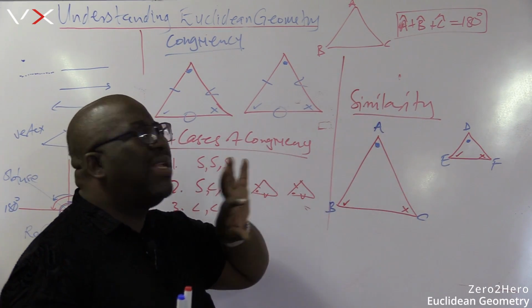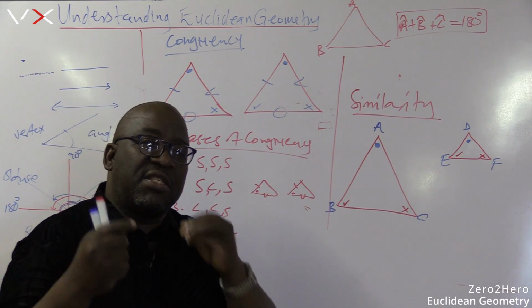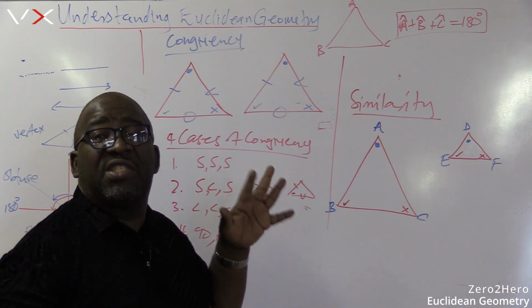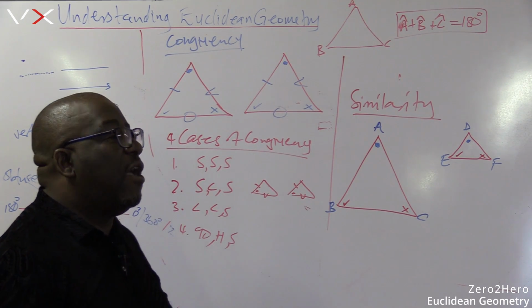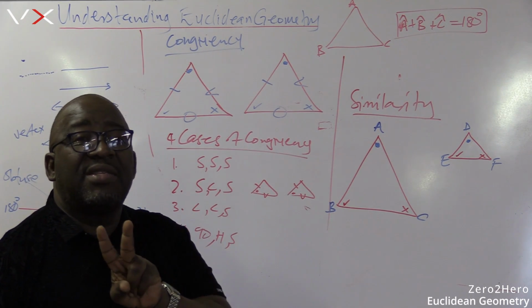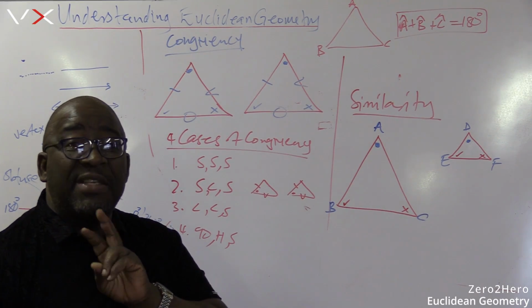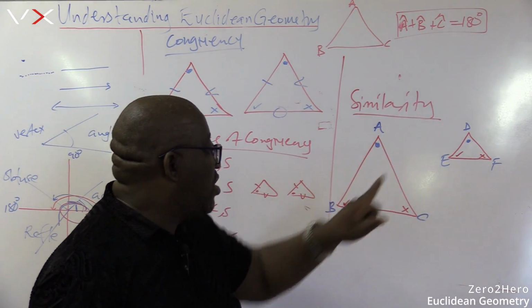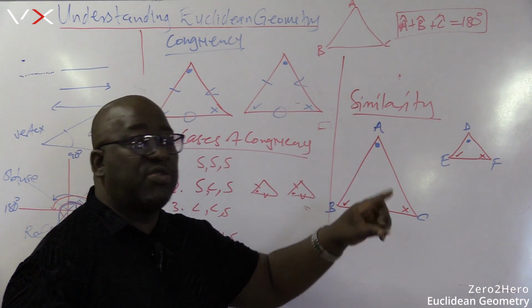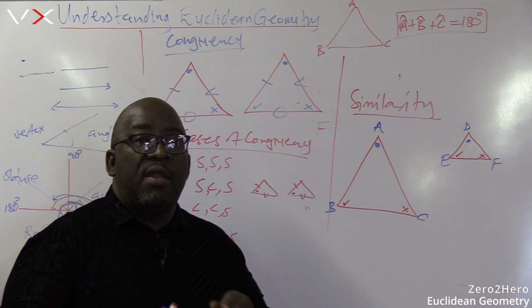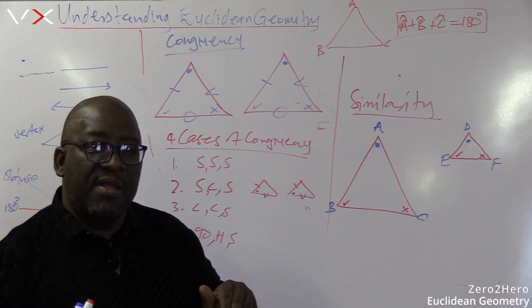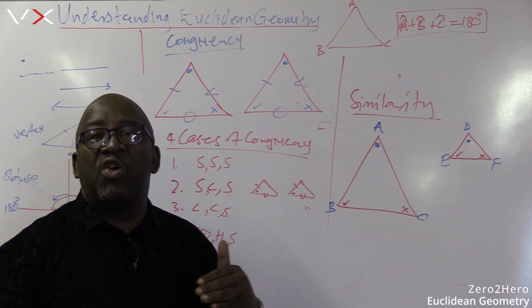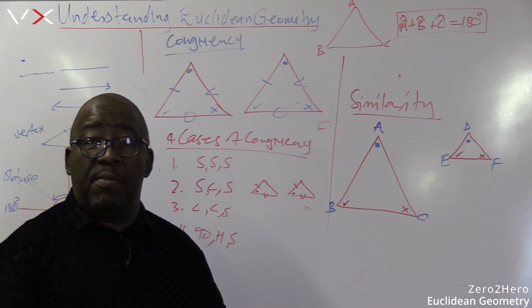Now, similarity does not deal only with angles; it's got some special features that have to do with sides. This theorem says, if two triangles are similar, and by similar we mean corresponding angles are the same, where A equals D, B equals E, and C equals F, that's what we mean by similar. Now, if we have that situation, then the ratio of their corresponding sides will be the same.